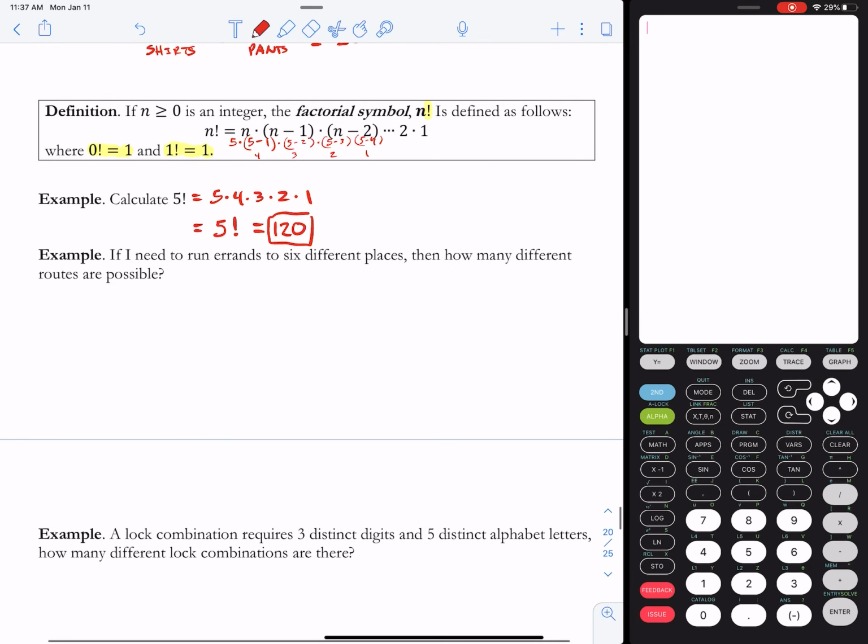All right, next example. If I need to run errands to 6 different places, then how many different routes are possible? Well, you have a lot of routes here. So this would be, say, Route 1, Route 2, Route 3, Route 4, Route 5, and Route 6. So there's 6 different places. I'll highlight that for you. How many different routes are possible? Well, you're running errands, and let's just say you're going to the grocery store or something. So you're driving from your house, and there's 6 different grocery stores. You have an option to choose any of them.